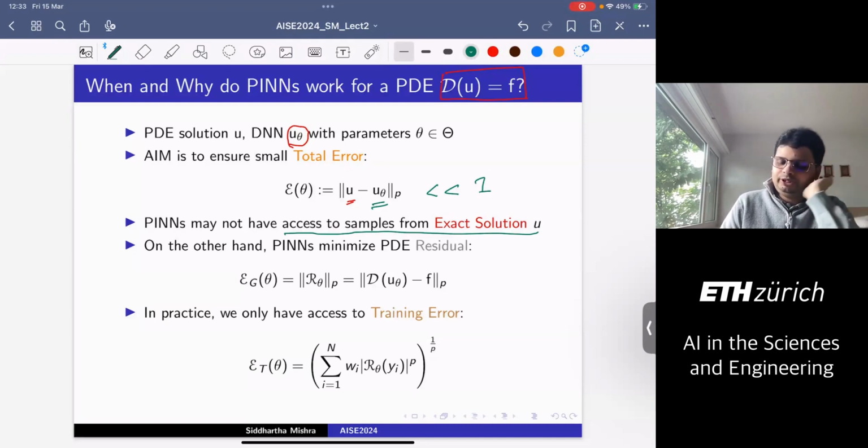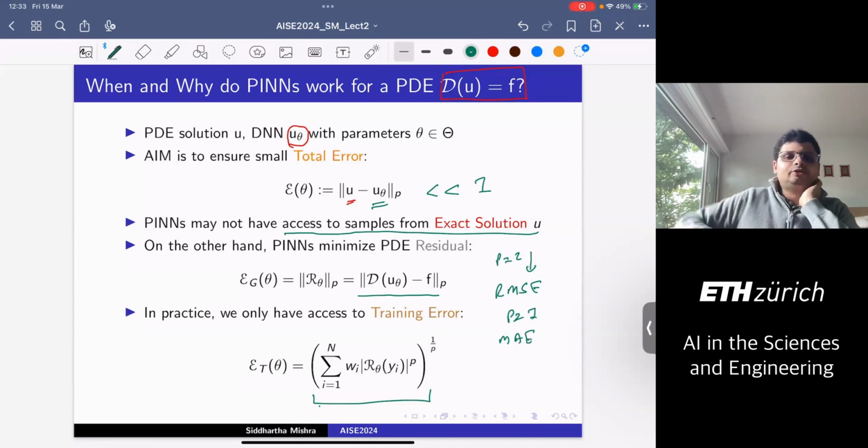However, what we do here, if you remember, is work with the PDE residual, and of course we are taking some norm on it, some Lp norm. So you take the pth power and you take 1 over p. Just think of p equal to 2 as the root mean squared error, and p equal to 1 as the mean absolute error. Many of you might have seen these objects.